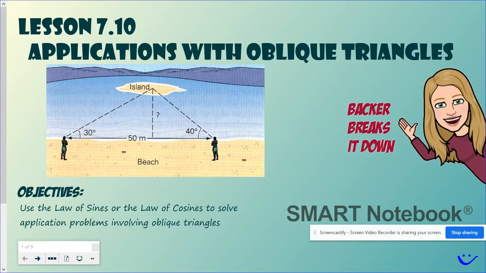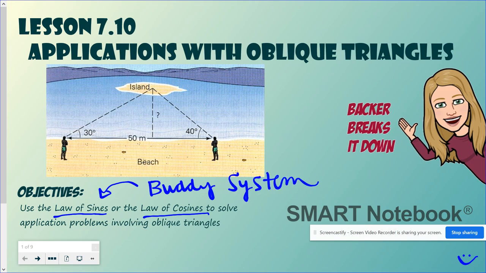In today's episode, we're going to look at applications with oblique triangles. So, what does that mean? It means that we're going to use either the law of sines or the law of cosines to solve some word problems. Okay, so the law of sines, remember, we can totally use if we have the buddy system. So, what that means is if we have an angle and we also know the side opposite the angle, we can use the law of sines. And if we don't have the buddy system, then we have to use the law of cosines.